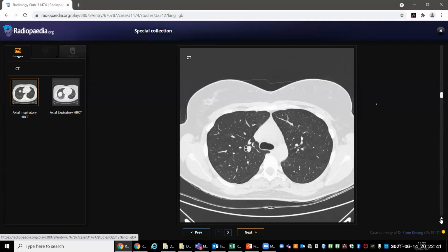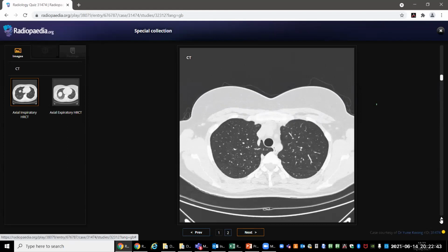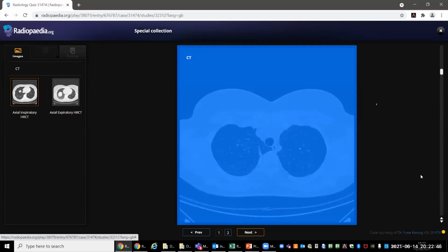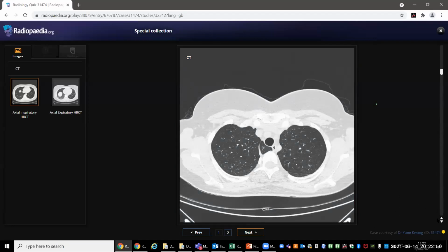So my diagnosis will be McLeod syndrome, and I'll inform the referring clinician, and the patient should be referred to the chest physician for further management.